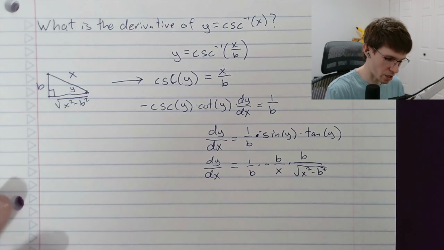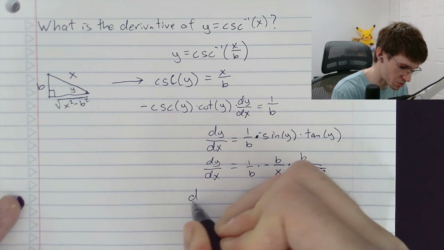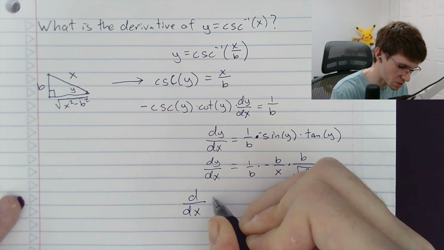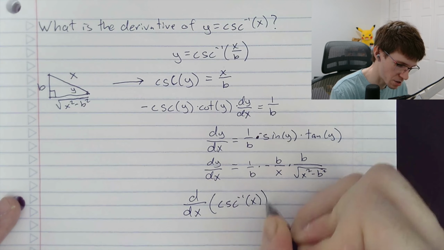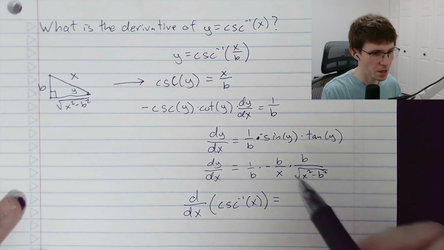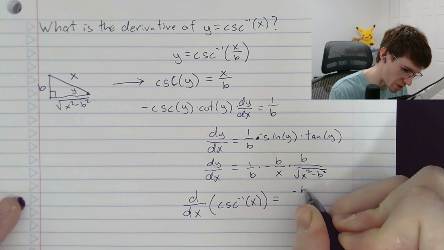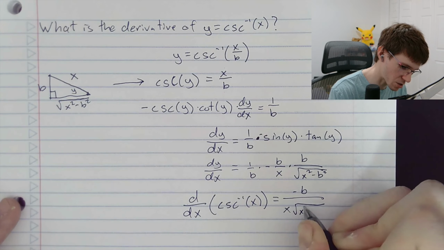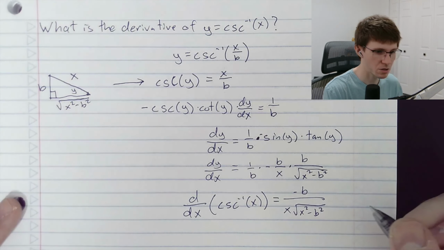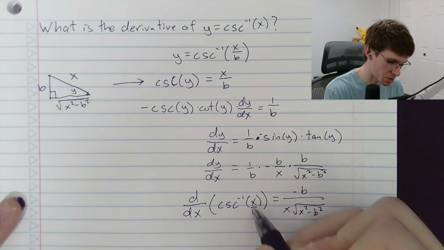And now, just to write our beautiful final answer in formula format, we're going to say our derivative with respect to x of the cosecant inverse of x is in fact equal to, well, the b's cancel, but we still have 1 b on top, so we have a negative b on the top. And on the bottom, we have x times the square root of x squared minus b squared. I forgot my b in my actual part here, but you know, that's okay.